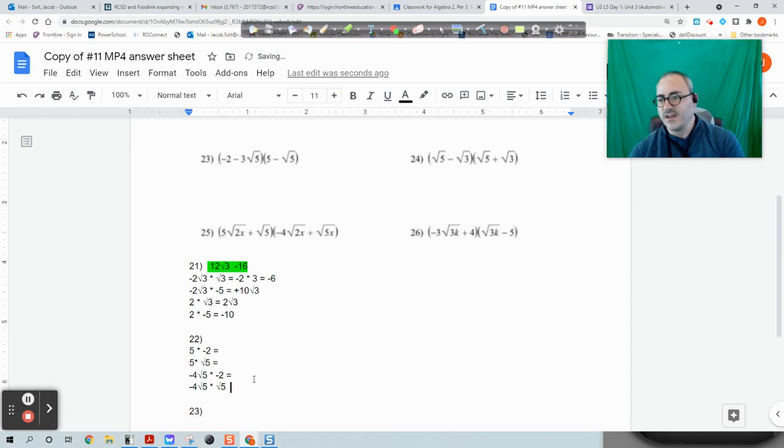Okay. I've got my 4 pieces. Is there any of these that have more than 2 pieces? No, everything's got 2 pieces. So there'll be 4 calculations that you'll add up and combine in the end. Well, 5 times negative 2, that's just negative 10. 5 times radical 5 just becomes 5 times radical 5. Nothing for me to do there.